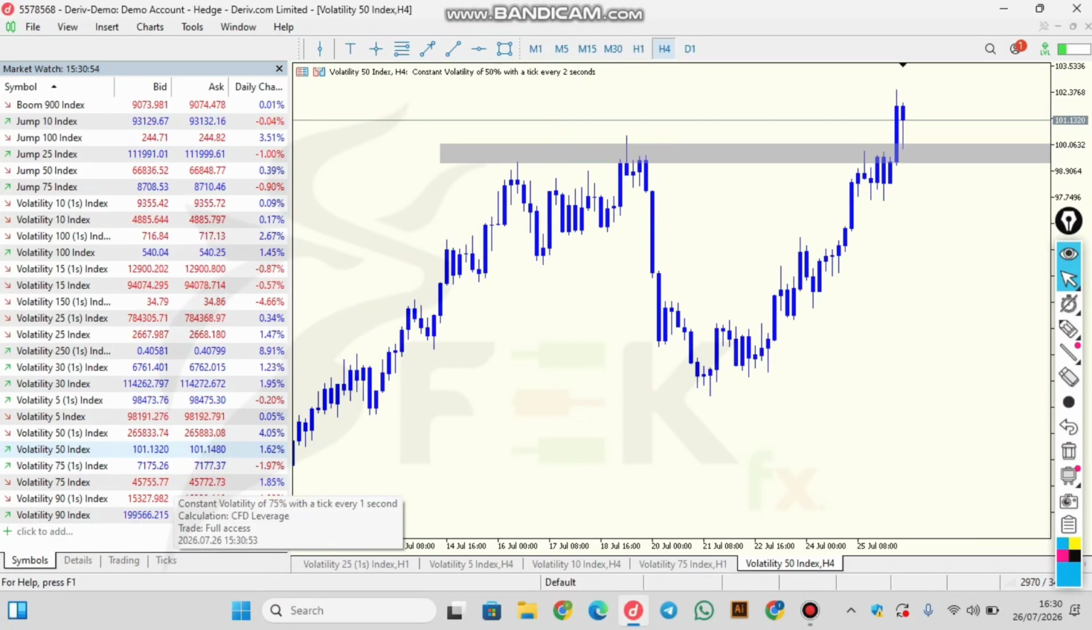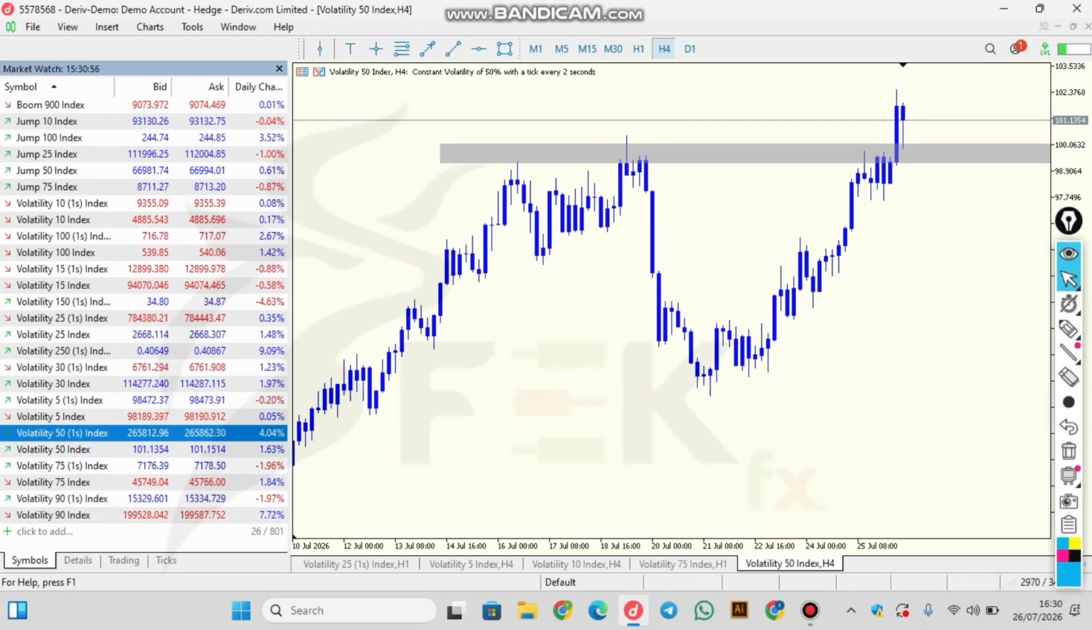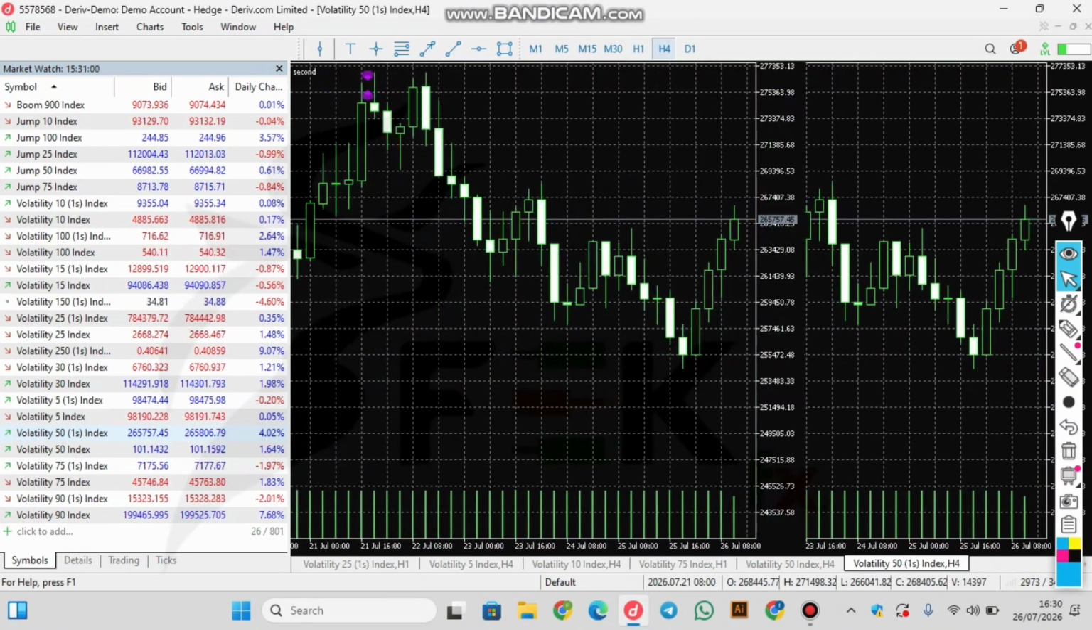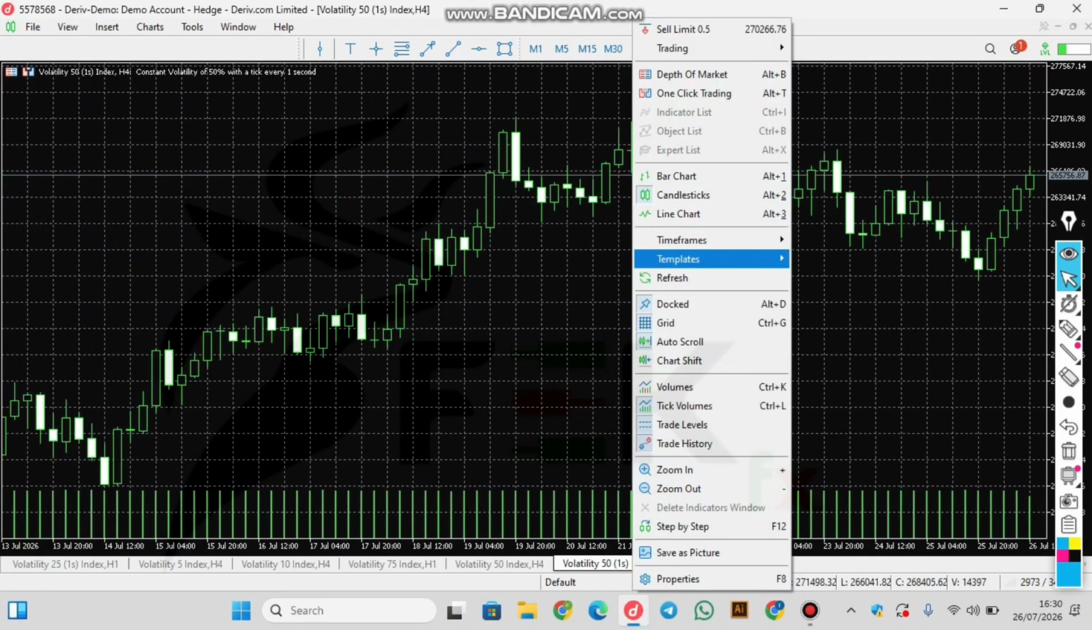Then the last on this volatility index list is V51S.